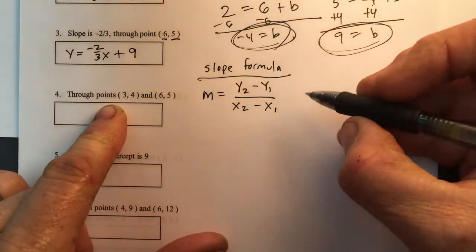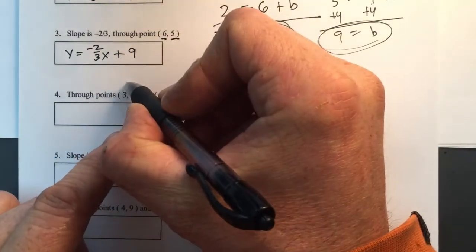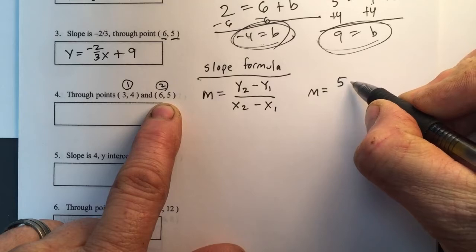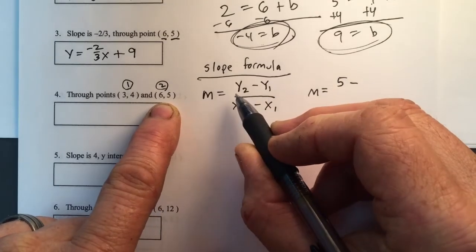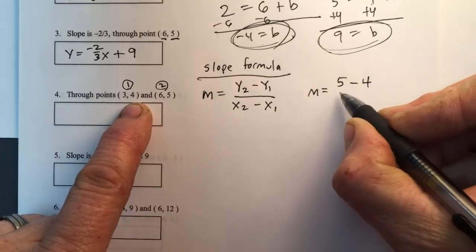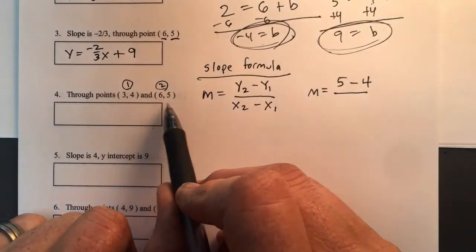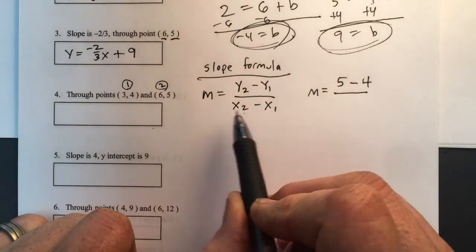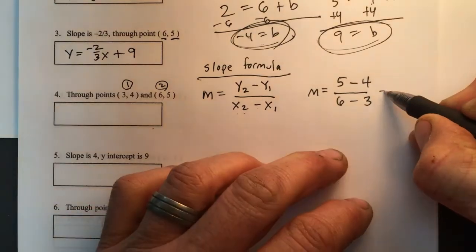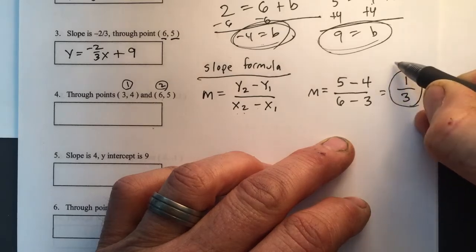All right. So my slope in this problem: we'll call this one point 1, we'll call this one point 2, and there's the y right there, 5. So it's going to be 5 minus the y in point 1, that's 4, over the x in point 2, right there, which is 6, minus the x in point 1, 3. So 6 minus 3. Okay, and now 5 minus 4 is 1 on top, 6 minus 3 is 3 on the bottom. Right, there's my slope.